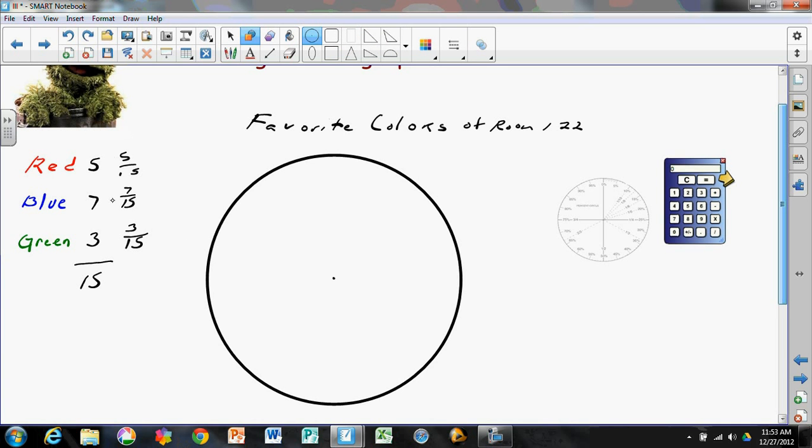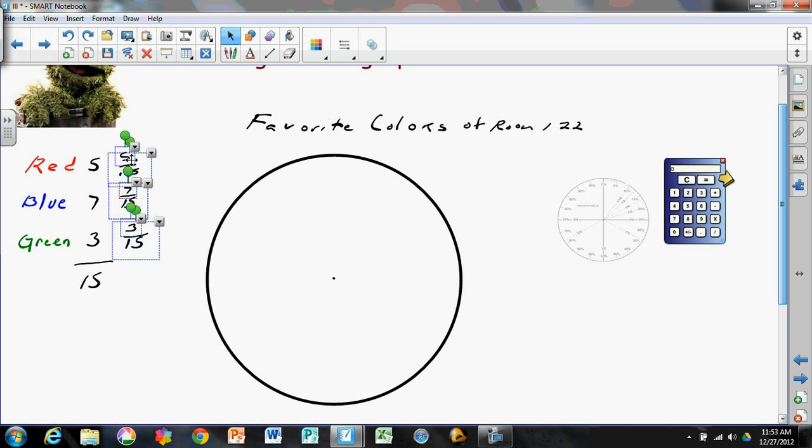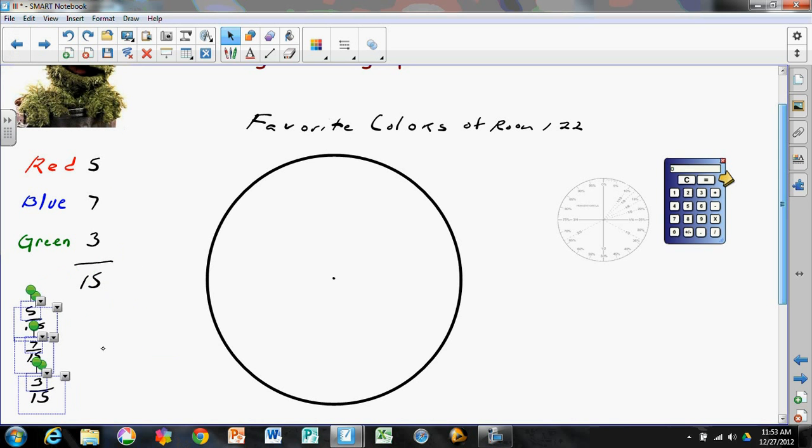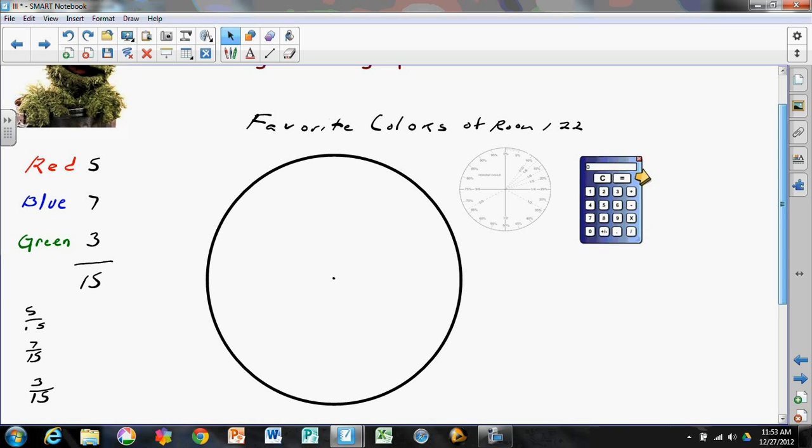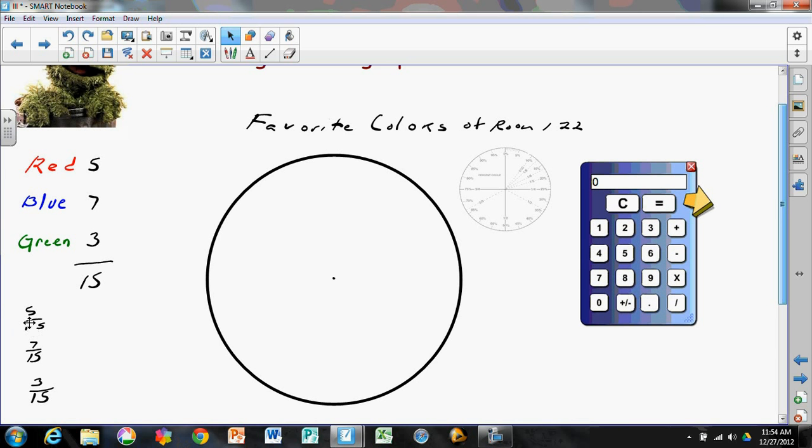And when we take these fractions and we change them into decimals, I'm going to select them and move them out of the way a little bit. Put them down here. So 5/15, and this is where the calculator is going to come in handy. It's important to remember when you change a fraction into a decimal, this fraction bar is a division sign. We always divide the numerator by the denominator. So we're dividing a smaller number by a bigger number, so we know it's going to be less than 1.